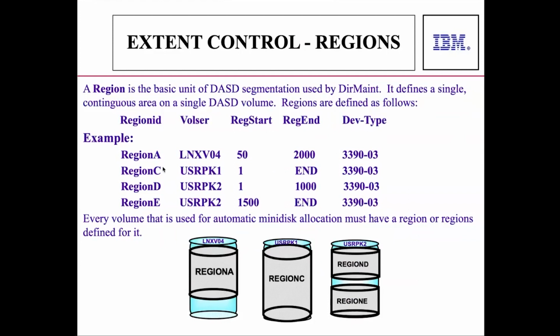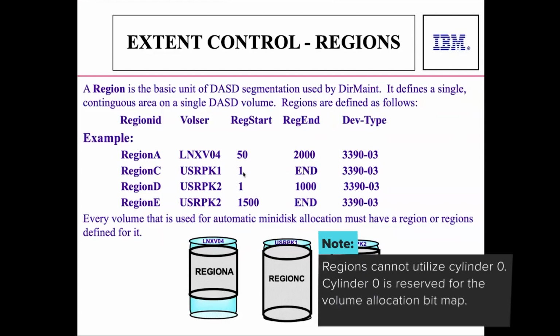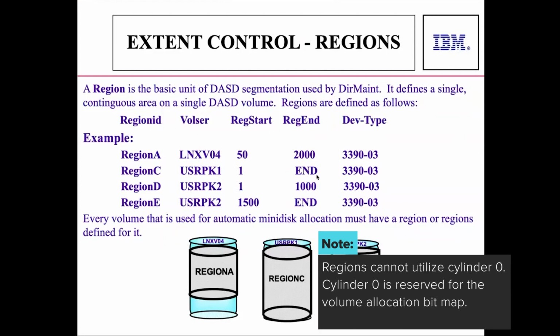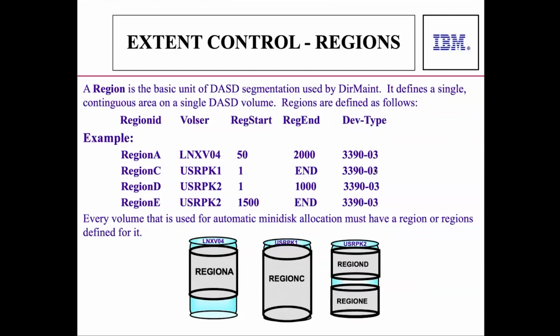You'll notice region C takes up the entire volume of user pack 1. It starts at 1 and goes to the highest cylinder, to the end. How does it know what the highest cylinder is? That's based on this device type. DirMaint knows that when you code exactly this string, 3390-03, not just 3, it has another file that says this is a 3339 cylinder volume. So I know I can go from 1 to the very end of that volume. It takes up the entire volume. And D and E are on the same volume label, user pack 2, and they have a couple of different extents in there, from 1 to 1000 and from 1500 to the end.